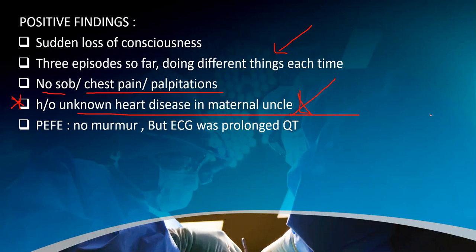In the PE, no murmur, but they will provide an ECG to you and you will see prolonged QT. So nothing will be positive apart from the syncope, and the family history of heart disease with sudden cardiac death at an early age. In the PE, no murmur, no findings, everything is normal, but on ECG you will get a prolonged QT. Clear? So that's how you will come across and find out your case.